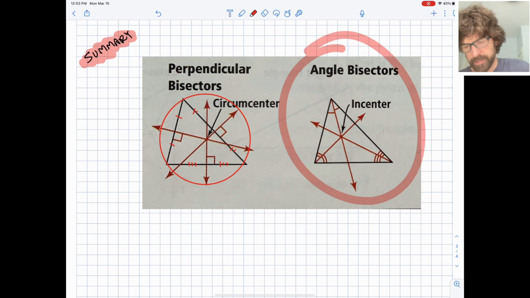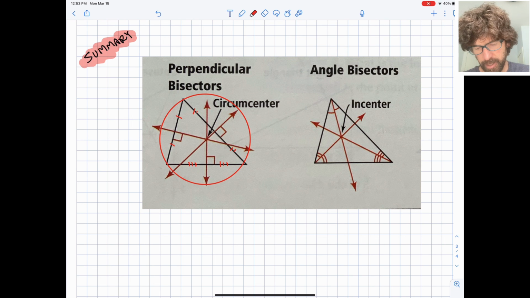Let's look at the angle bisectors now in a triangle. If you draw all three angle bisectors in any triangle, they will meet at a point called the incenter. Again, these lines will always meet at one particular point. This center is actually the center of the inscribed circle. If we try to draw a circle that just barely hits each of the sides of the triangle, the center of that circle would be the incenter.